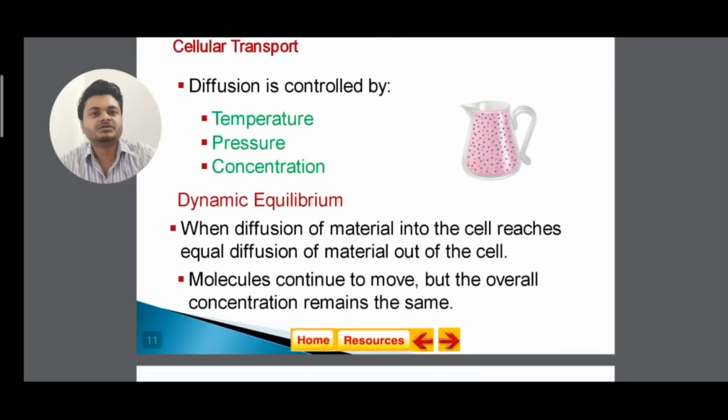Now diffusion is controlled by temperature, pressure and concentration. Understood? So diffusion will keep on doing its work until the equilibrium is reached. Clear?